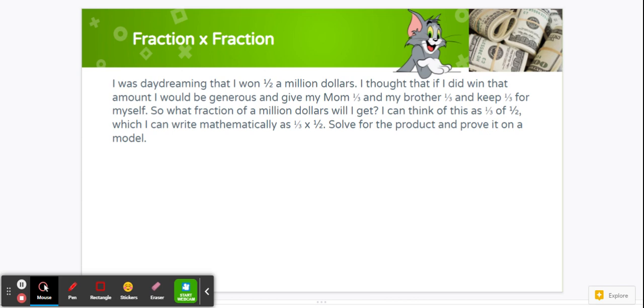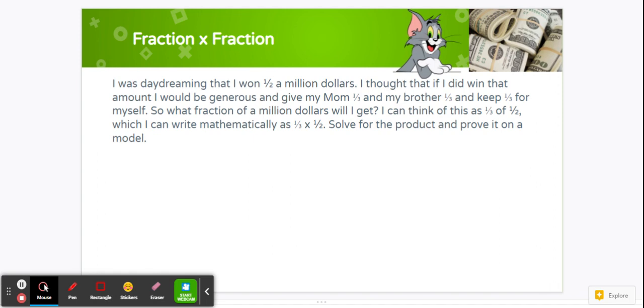All right, welcome to second question here. So let's go through this one as a word problem. And I made this one up here this morning. I was daydreaming that I won $500,000, and thought that if I did win that amount, I'd be generous and give my mom one third, my brother one third, and keep one third for myself. So, what fraction of $1 million will I get?